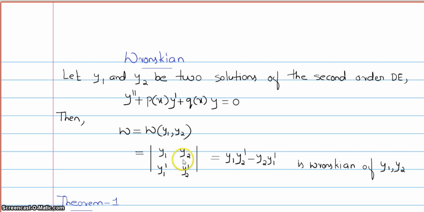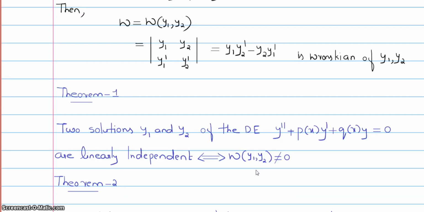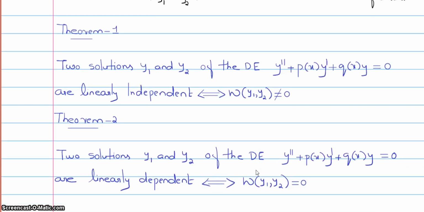The first row is occupied by the solutions y1 and y2. The second row will be their derivatives, y1 dash and y2 dash. Using the determinant expansion, we can find the Wronskian of y1 and y2 like this. Okay. Next, let's see how we can check the linear independence or dependence of the two solutions.